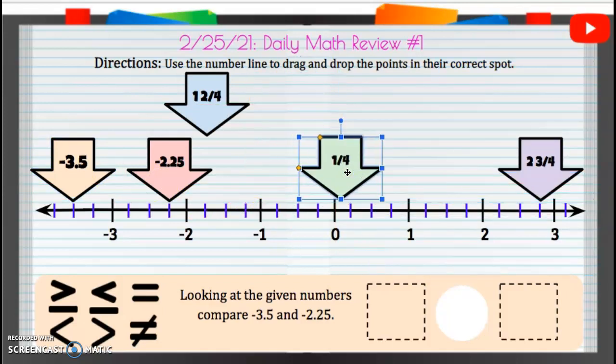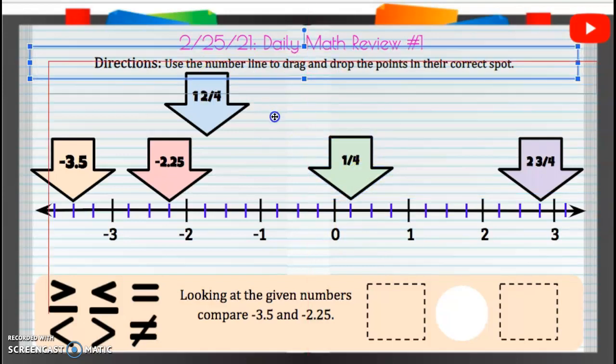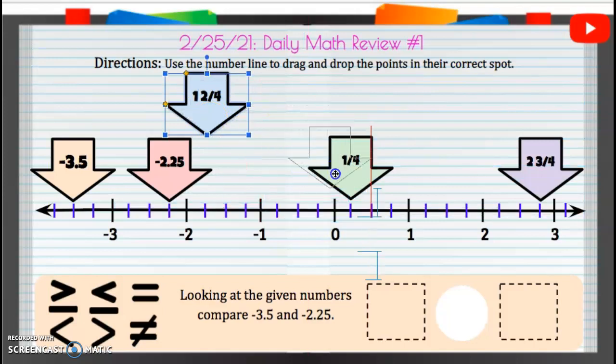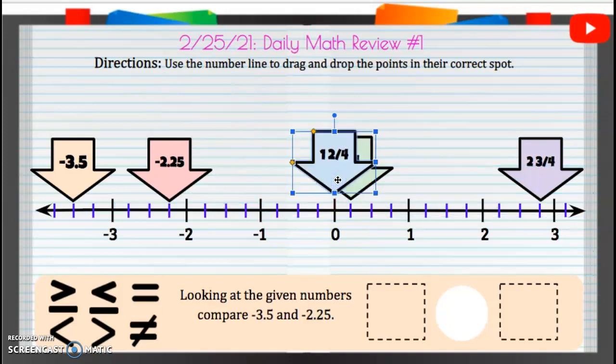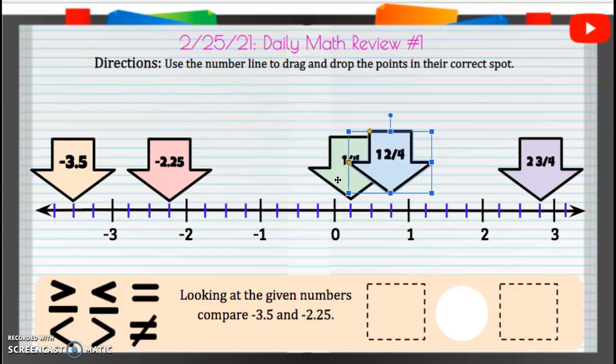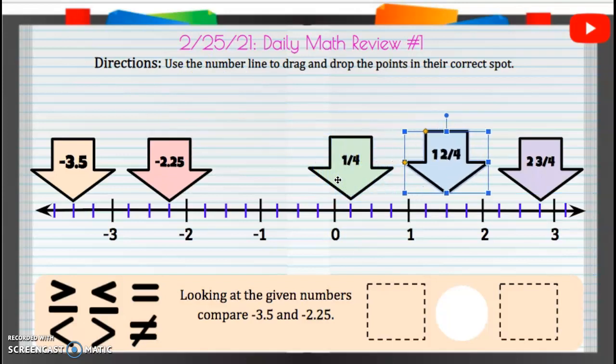So not quite 1, but not quite 0. So we're just going to go 1 of those tick marks over. There we go. So now we're going to start at 0 again. We're going to go +1 and 2/4. There we go. Now let's compare.